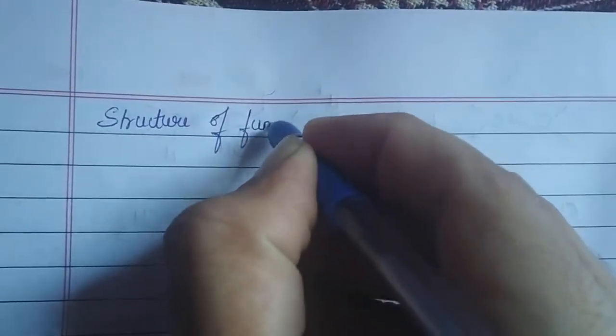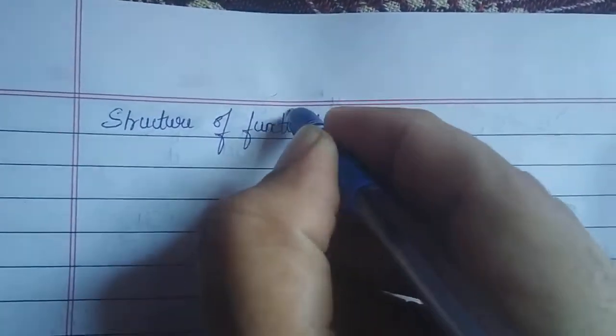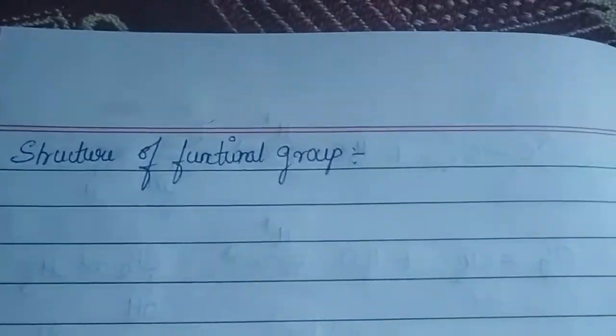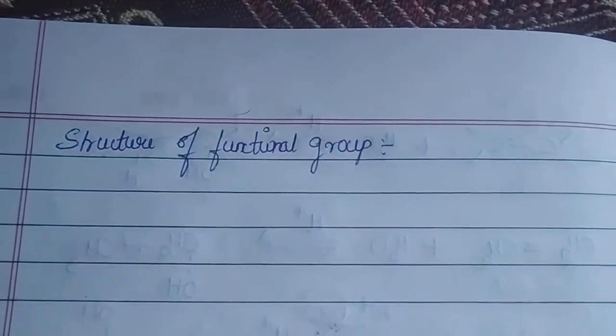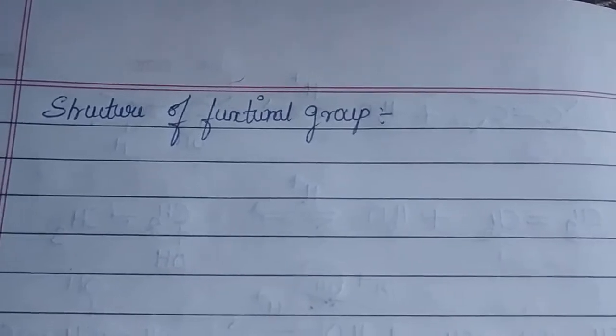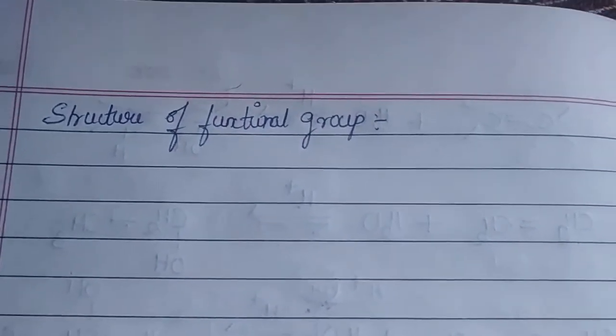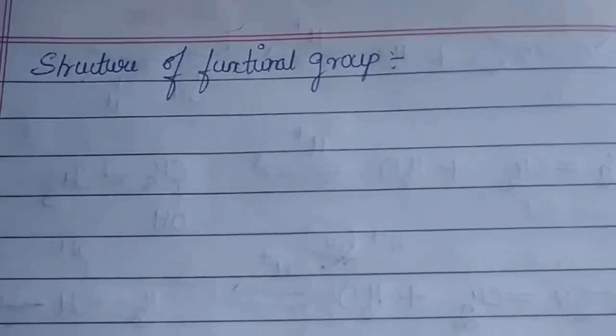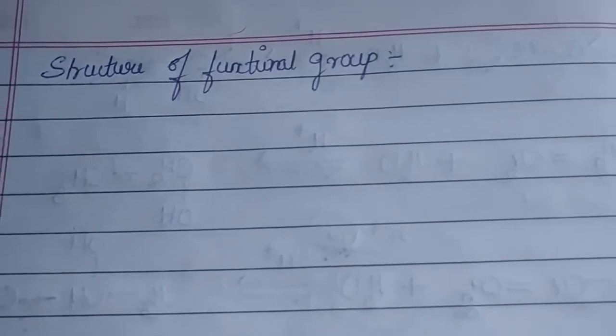So guys, in today's video we are going to deal with the structure of functional group. So basically in this concept we are going to study what would be the bond angle when you are dealing with your alcohols, your phenols and ethers. That is, what will be the angle between your alkyl or your aryl groups when it is bonded with that of your OH group.